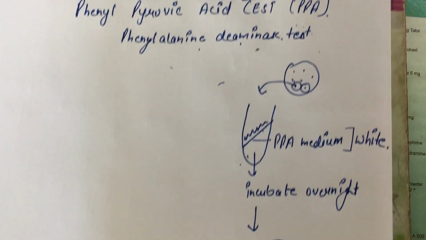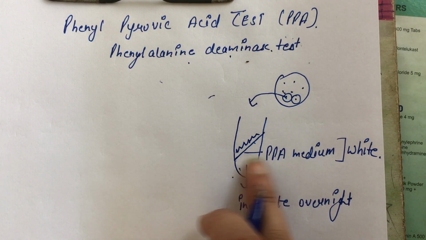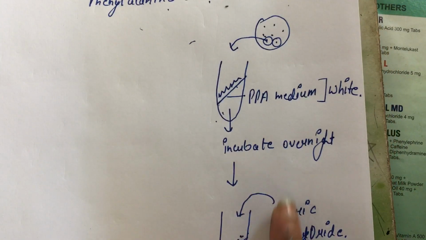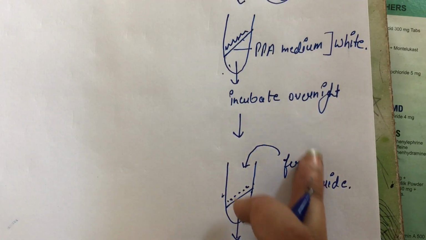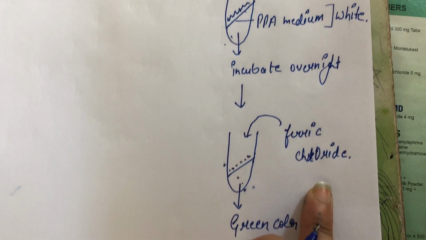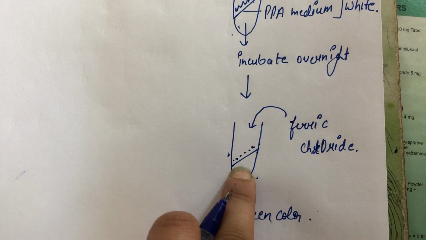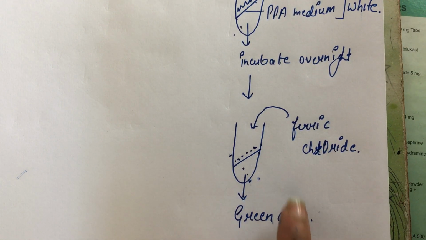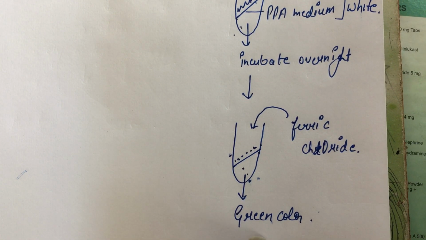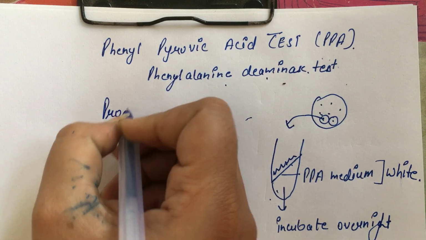So the first thing is we need to streak the colony on PPA medium that is purely white in color and incubate it overnight. After incubation, we will add ferric chloride. If certain bacteria are present in this medium, then after addition of ferric chloride, the color would change from white to green. Now we will discuss its principle.